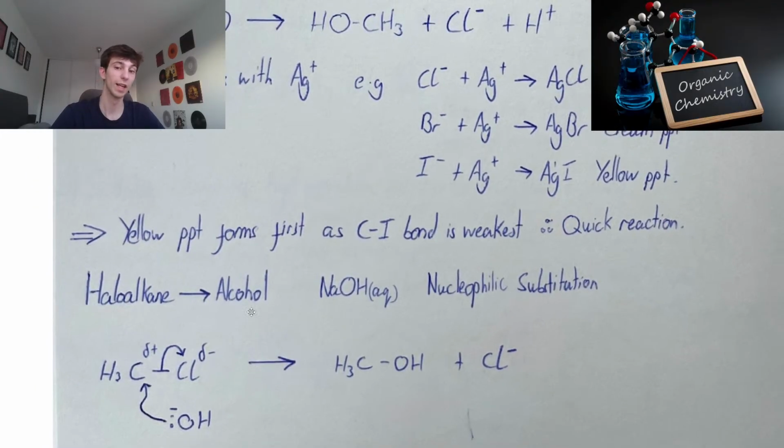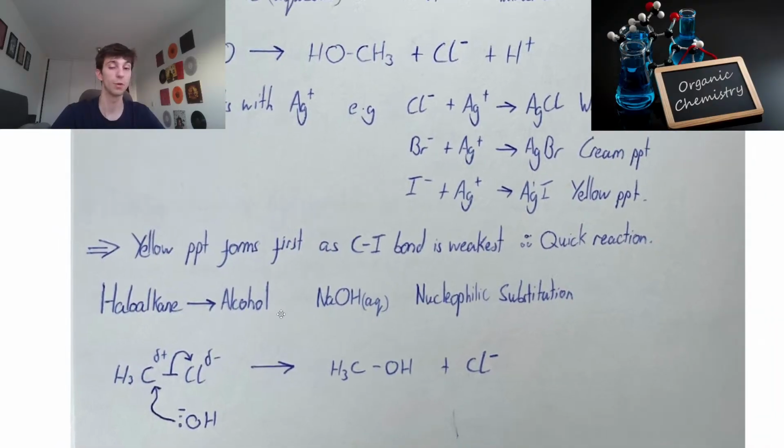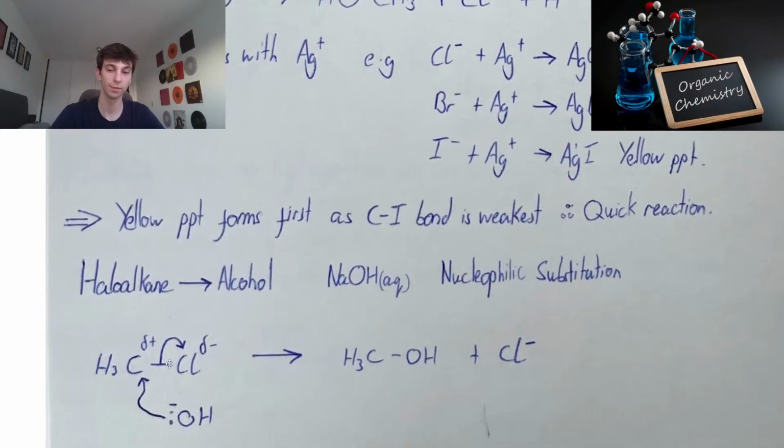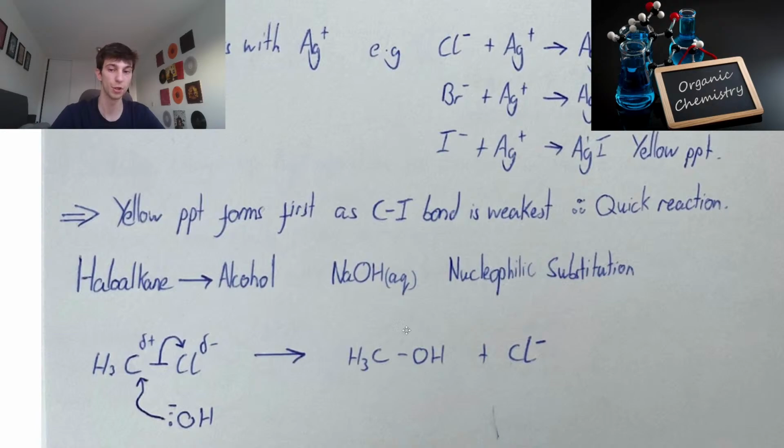So guys, haloalkane to an alcohol, one of the mechanisms that you have to know for OCR, nucleophilic substitution. We have a haloalkane, we have that hydroxide ion, which acts as a nucleophile, has that lone pair of electrons. Curly arrows show the movements of lone pair of electrons, go from an area of high electron density to an area of low electron density.